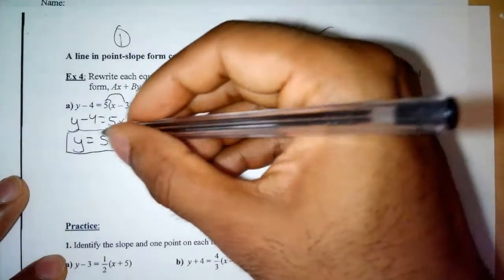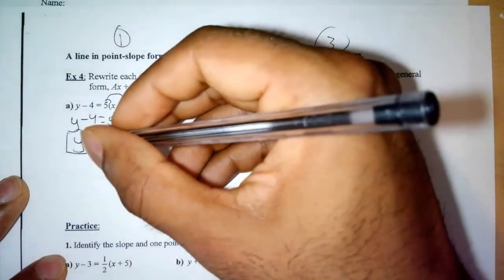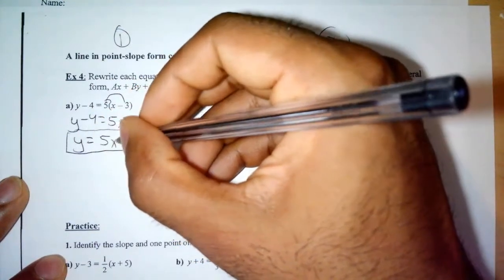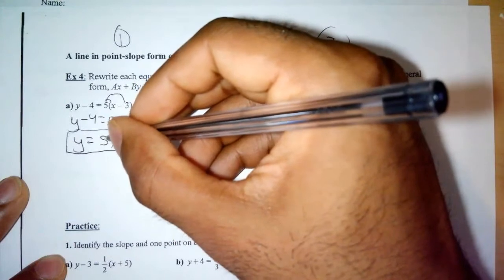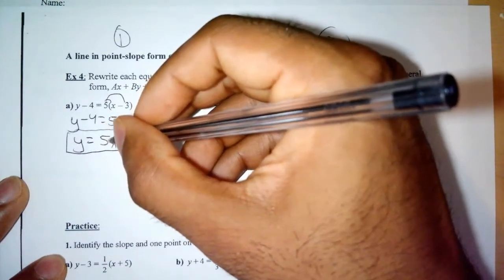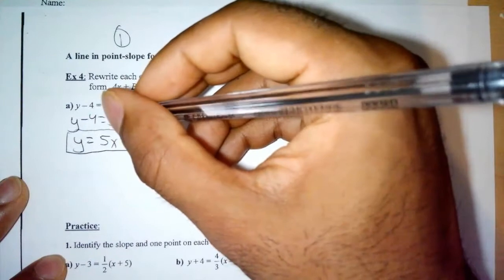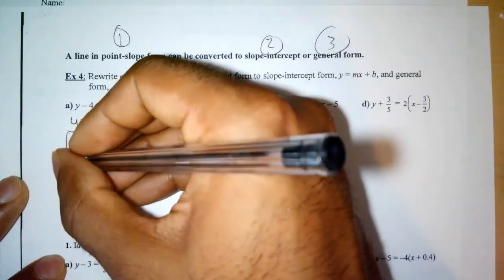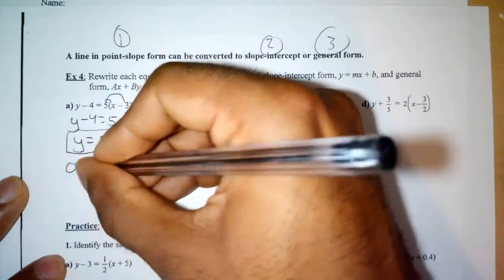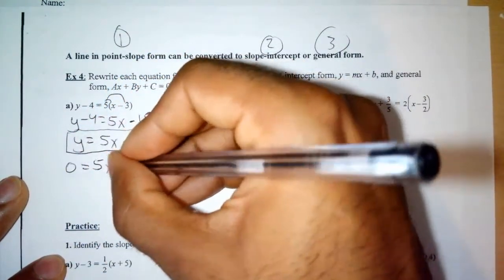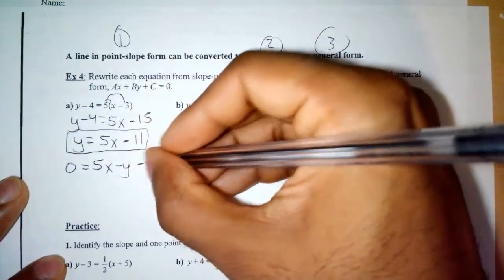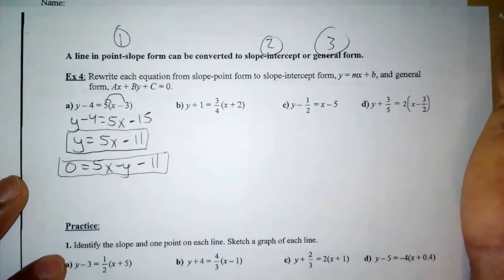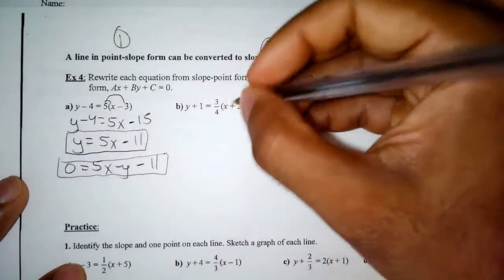And the general form, again, we just need to move everything to one side. Remember when you put everything on one side, the coefficient of x needs to be positive, and everything needs to be integers, not just whole numbers. So move the y over, and this will be 0 equals 5x minus y, because I have to minus y on both sides, minus 11. Okay, so you can write it like this. You don't have to have the 0 on the right. You can have it on the left. So let's do this one.